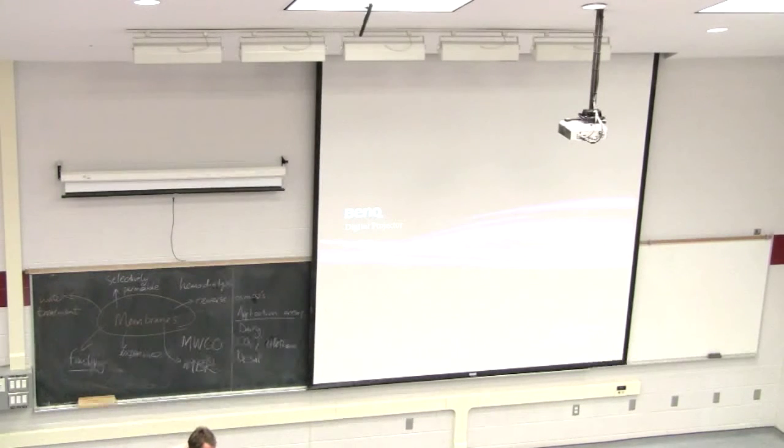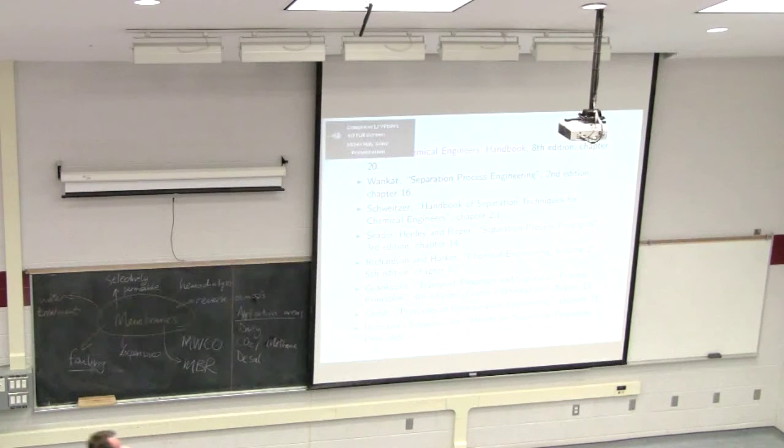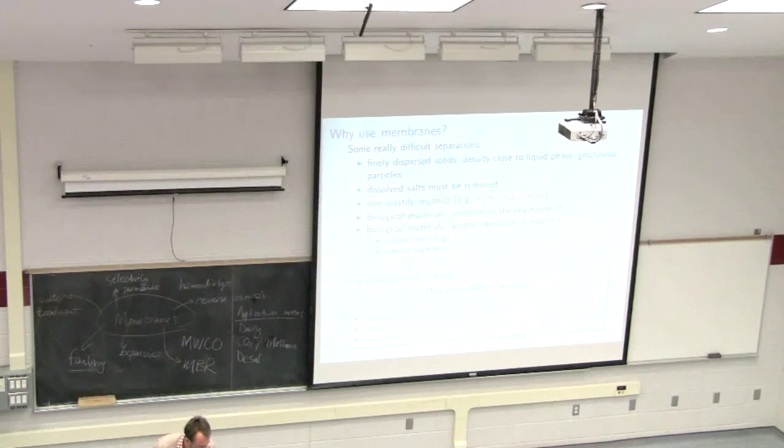Okay, so we're going to see lots of new terminology, lots of new words come up in this section of the course. So what I have here for you is just a list of references. That list is a really comprehensive one to start from, but Perry's Engineering Handbook contains a lot of good information. And then I'll periodically be referring to some of the other textbooks. And there's a lot of information on membranes freely available online. So we'll point to that.